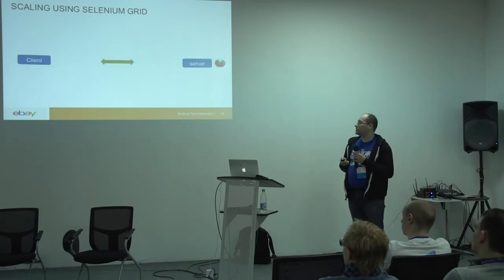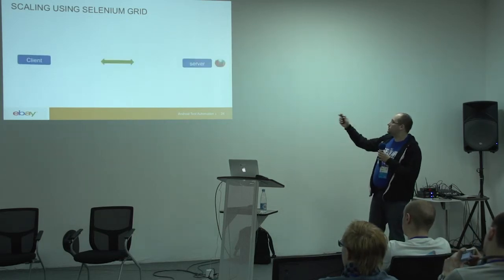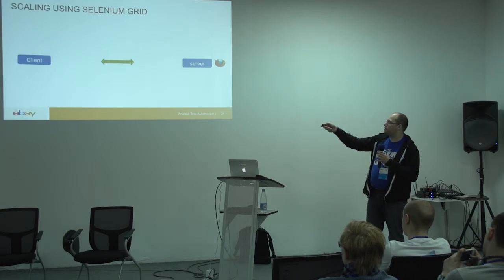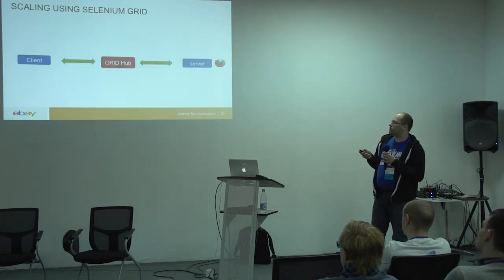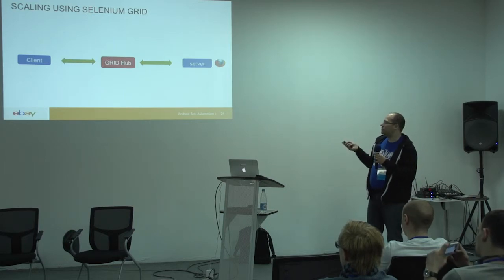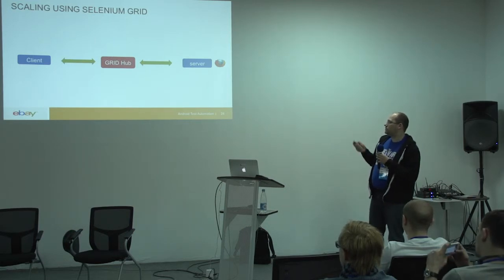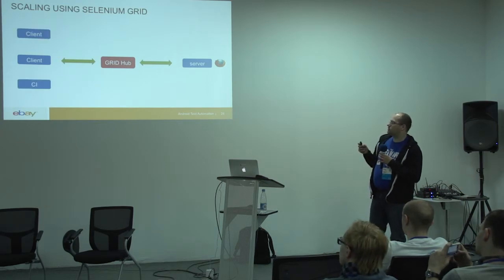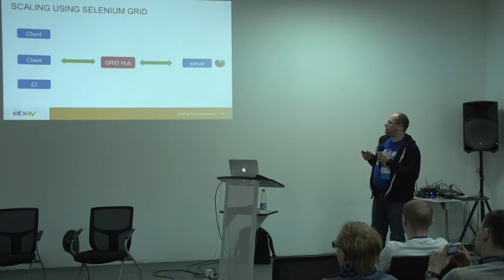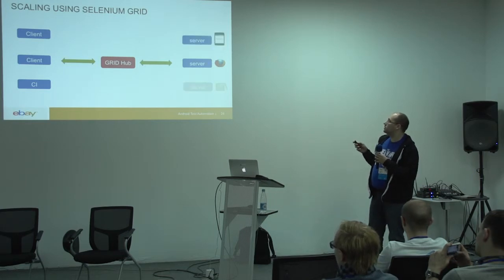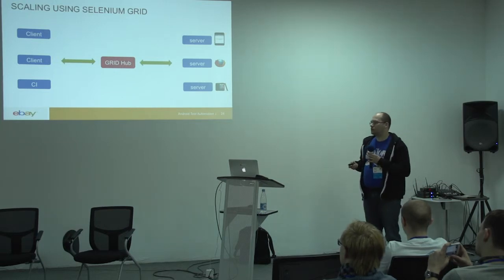This works like this. Usually you have the Selenium server and the client, and those talk to each other. Then you can put a grid hub in between. Now we have another component, but the good thing is that multiple clients can talk to this grid hub. Also, you can register multiple servers from multiple machines to the grid hub. That's the way it works.